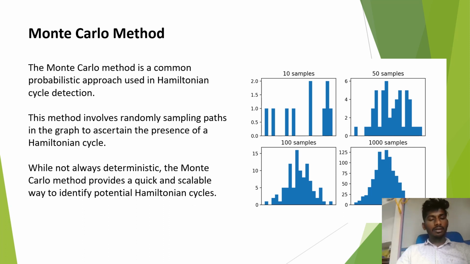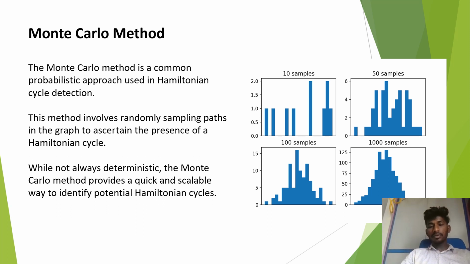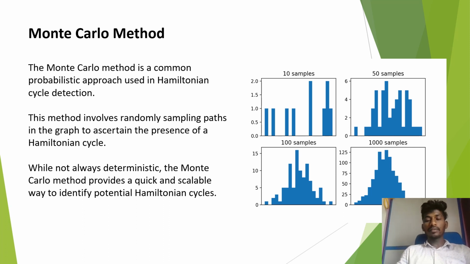Suppose, for example, you see in the above diagram, when it is 10 samples, or 50 samples, 100 samples, and when it is 1000 samples. The Monte Carlo method can be used in the context of Hamiltonian cycles by randomly generating potential cycles and checking if they satisfy the Hamiltonian cycle criteria. This approach can provide an estimate of the probability of finding a Hamiltonian cycle in a given graph.